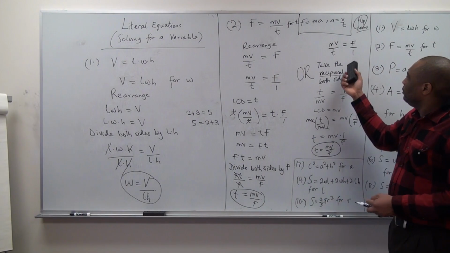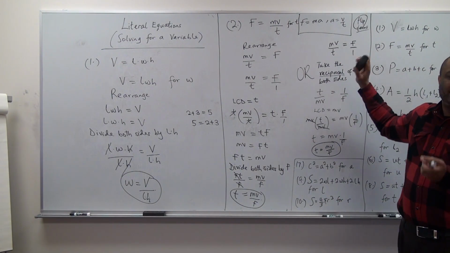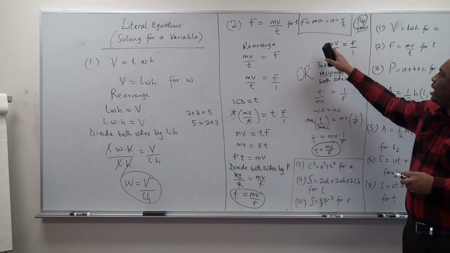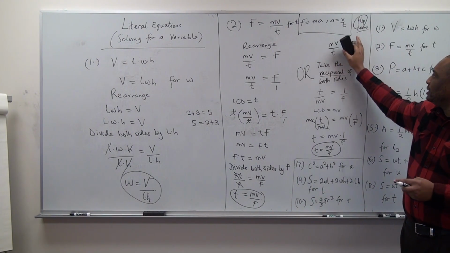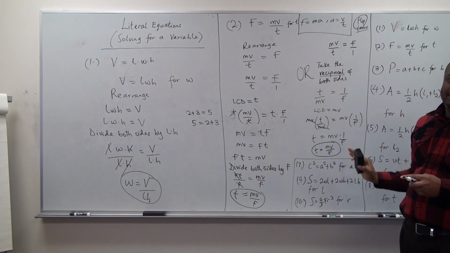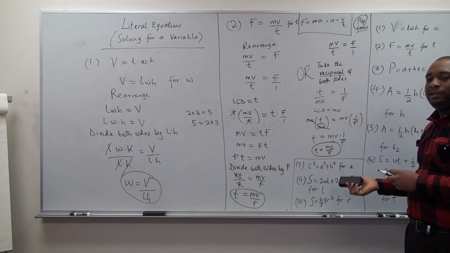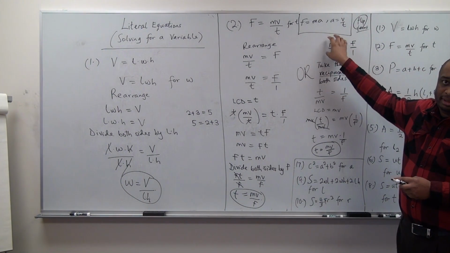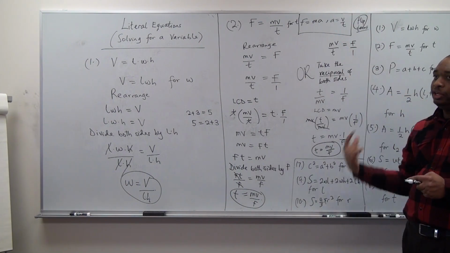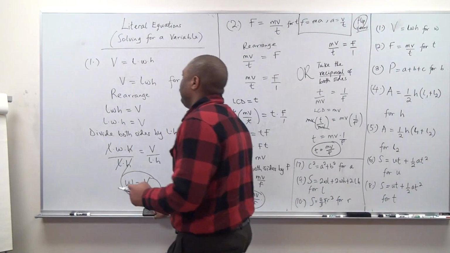Now, you take the reciprocal if you have fractions, and if you have just one term on the left-hand side and one term on the right-hand side, and it's a fraction, then you can take the reciprocal. But if you have more than one term on the left-hand side, you don't take the reciprocal. No, you don't do it that way.